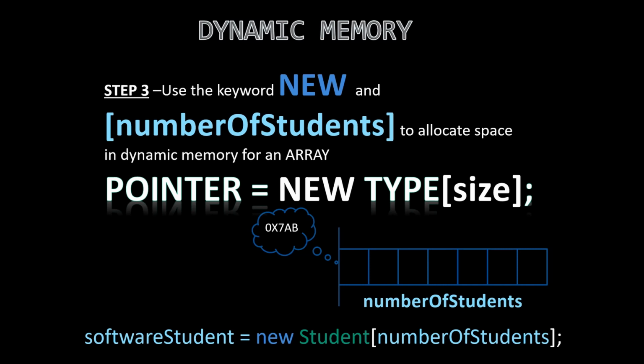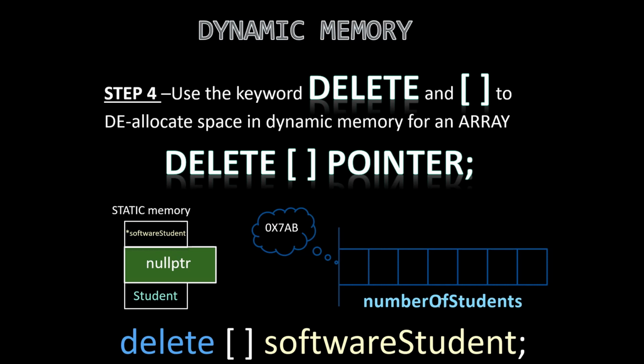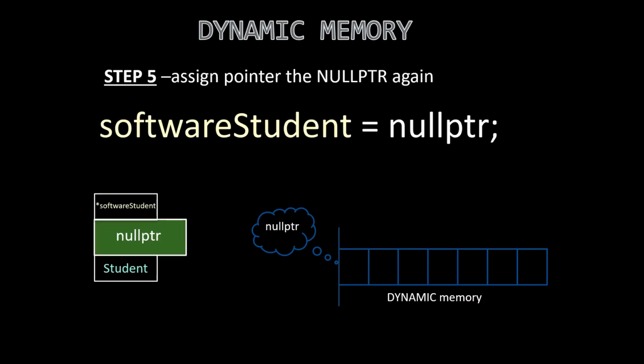And finally, in one line, it just simply looks like software student equals new student, number of students. And step 4, use the keyword delete and the square brackets to deallocate space in dynamic memory for an array. So at the very bottom, you're seeing just simply delete the square brackets software student. And then fifth, you have to assign the pointer the null pointer again. So software student equals null pointer. This is something you have to do in order to return back to that original state.